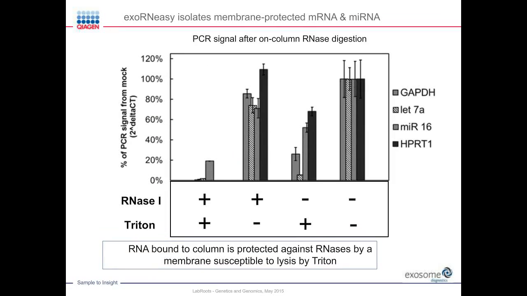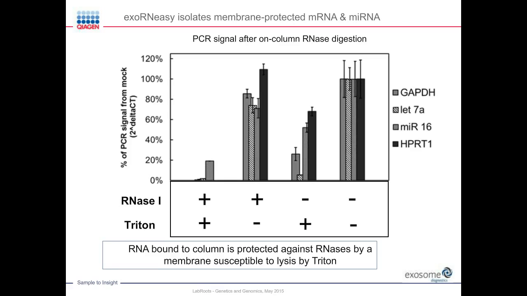Here we did an RNase protection assay. Basically, we followed the protocol. We bind the vesicles to the membrane, and then we apply RNase to the vesicles while they are still bound to the column membrane. For the rightmost group of columns, we did not add anything. And for the second group from the left, we added only RNase. And you can see that the signal doesn't change terribly much. So even though we add RNase to whatever is bound on the membrane, the RNase is not able to degrade the RNA.